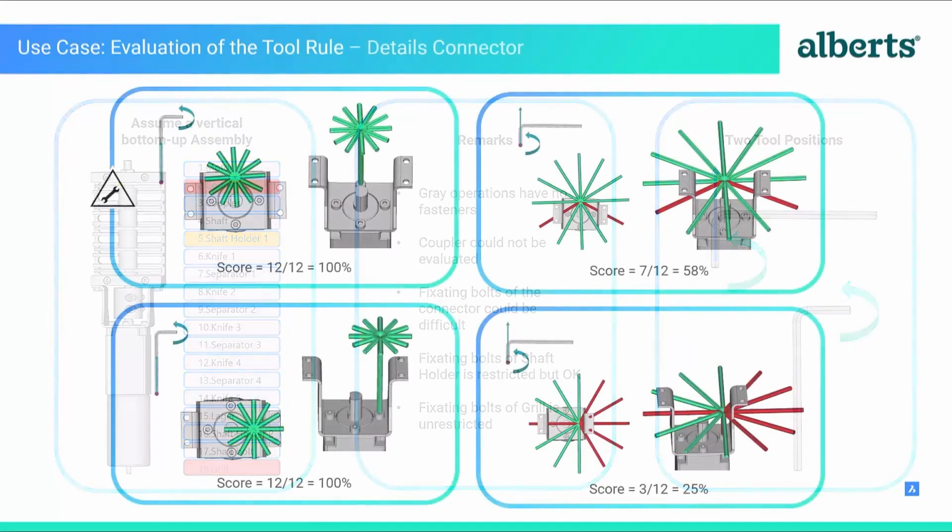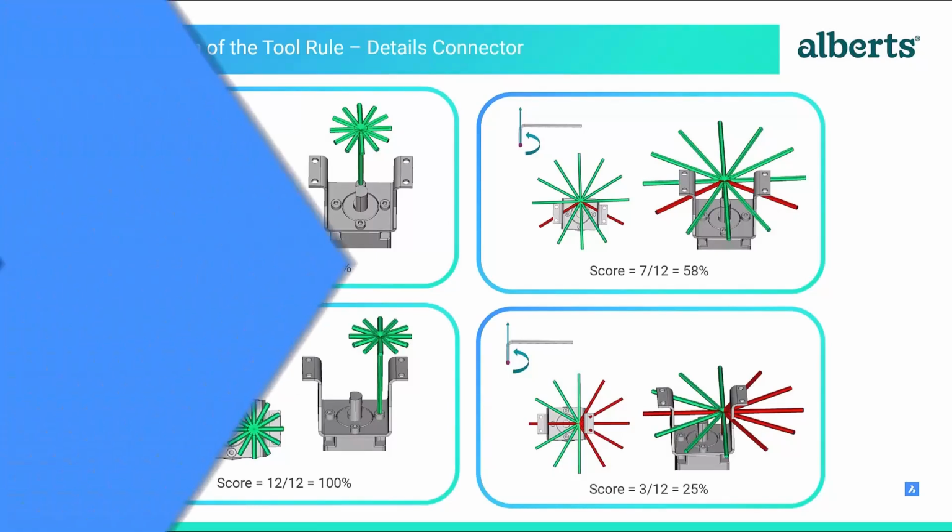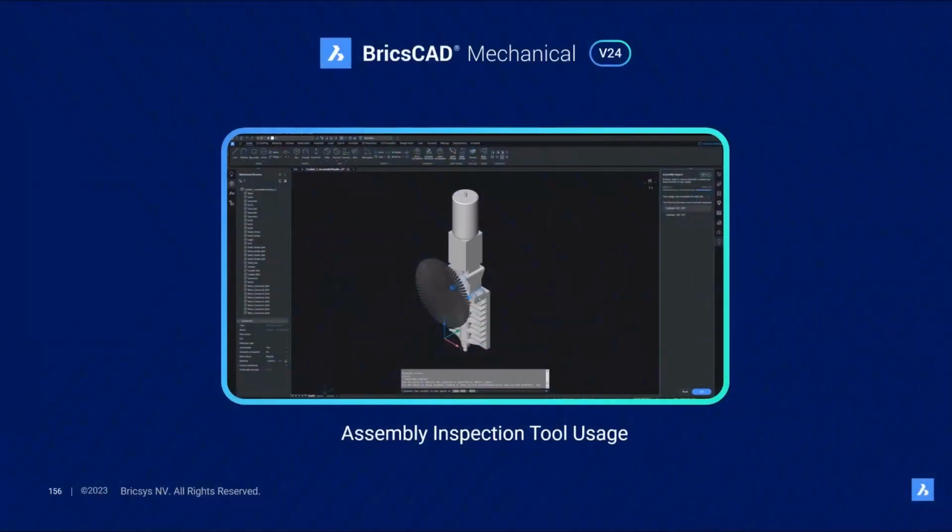Albert's use case evaluated the tool in two positions and the effective range of the tool being used at the particular step. This allows for optimized detailed assembly notes and instructions to be created, and potentially highlight an area where redesign is required to suit assembly efficiency. With BricsCAD Mechanical V24, manufacturers like Alberts can optimize the design so that an assembly technician can effectively and efficiently assemble a product. Let's take a walk through and look at the assembly inspection tool.